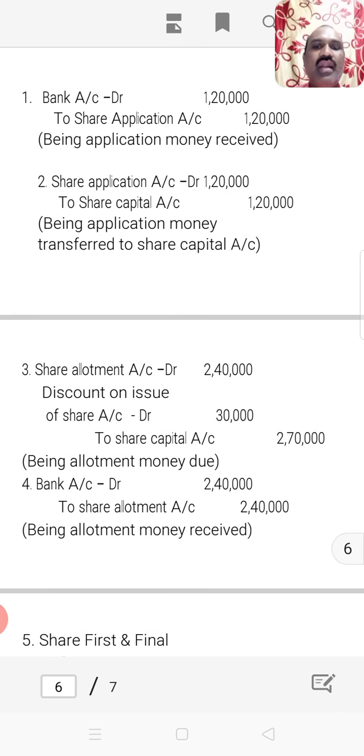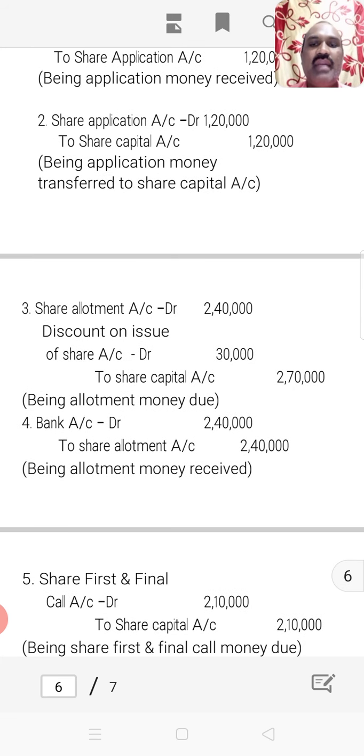Then whatever allotment money is due is actually collected by the company from shareholders. Being allotment money received, bank account debited 2,40,000, and then share allotment account credited 2,40,000 rupees.